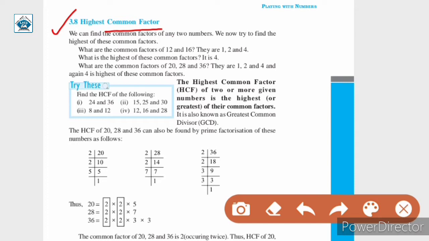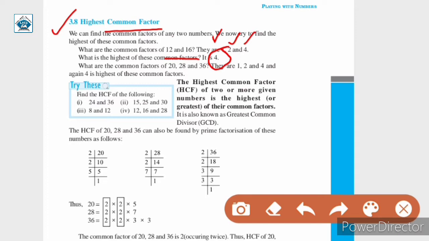So consider any two numbers, for example, 12 and 16. The common factors of 12 and 16 are 1, 2 and 4. These are the common factors of 12 and 16. Now which is the highest among these? The highest common factor is 4. Therefore, the HCF, that is the highest common factor of 12 and 16, is 4.